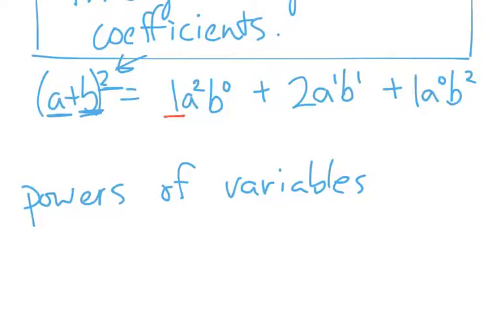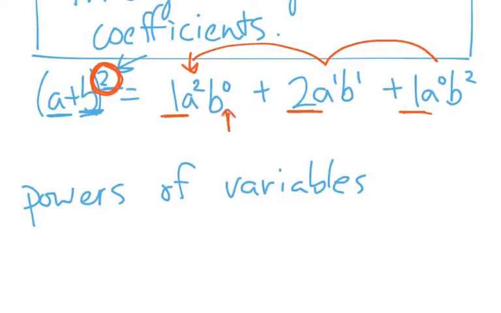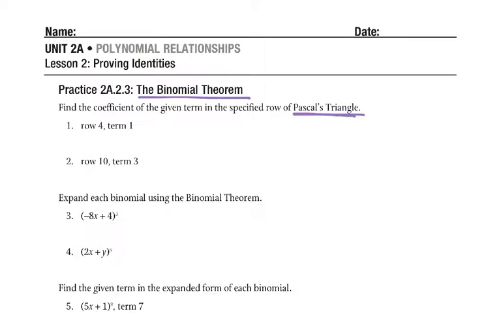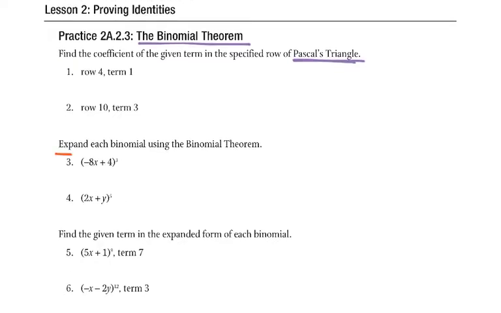So two parts to it. You have to know the coefficients, which, using the power and using Pascal's triangle, you're able to find. You then have to use these powers in the pattern of a starts at the highest, then goes down to the lowest, b starts at the lowest, and then goes up to the highest. Okay, so there's two aspects that we have to deal with. Okay, and that's when we're looking at problems like 3 and 4.